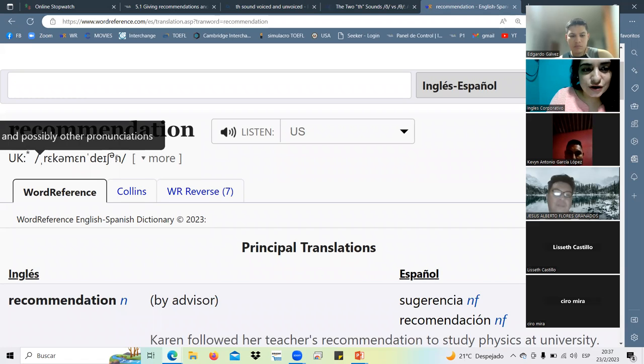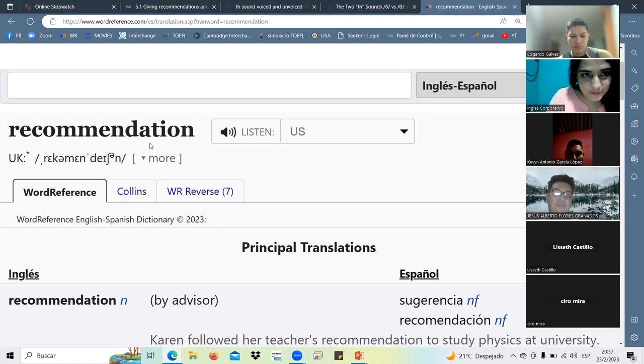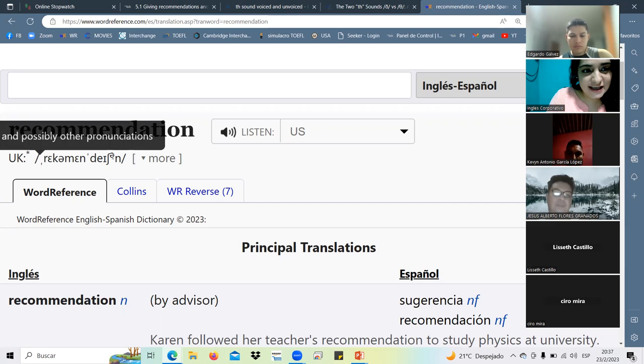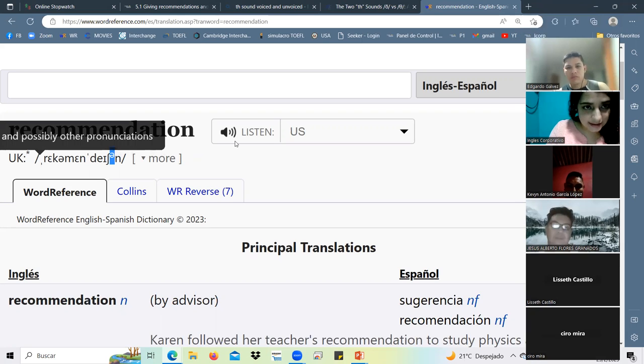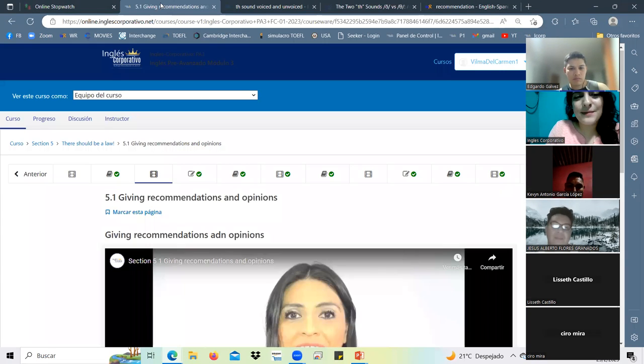Recommendation, no es shun, ¿ok? ¿Estamos? Es shun. Este es el famoso schwa que les digo. Ese es el. Sí lo pueden ver, ¿verdad? Yes? Sí, lo vemos. Muy bien, ese es el famoso schwa que en la mayoría de palabras se pronuncia, ¿ok? So, give me your recommendation.